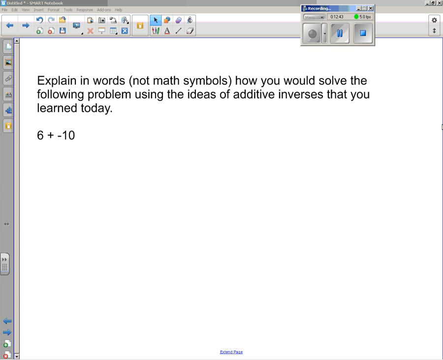Okay, ladies and gentlemen, this is your prompt for your reflection. Please write a couple sentences, type it into Edmodo, and tell me how you could explain in words, not using math symbols, how you would solve the following problem using the ideas of additive inverses that you learned today. And the problem is 6 plus negative 10.